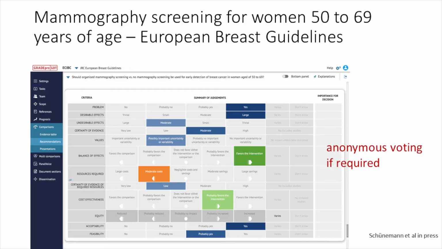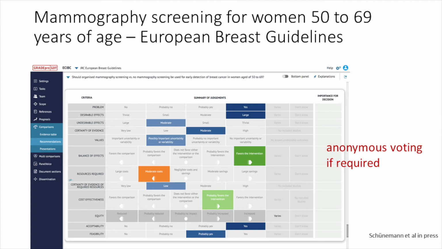Okay, I will use one other example for you. This is from the European Breast Cancer Guidelines that I introduced yesterday. Again, you make judgments on the evidence to decision criteria. And when we do that, for individual judgments, we still feel that in many situations, people with strong opinions can influence the recommendations.